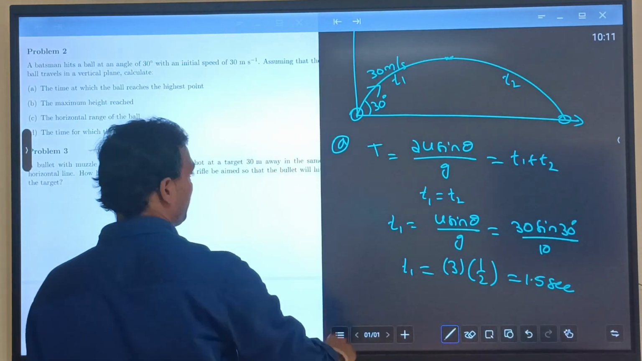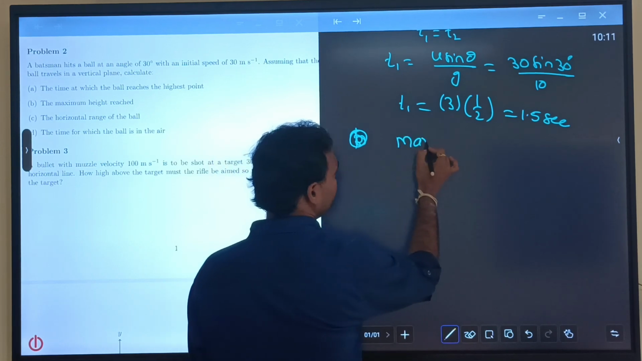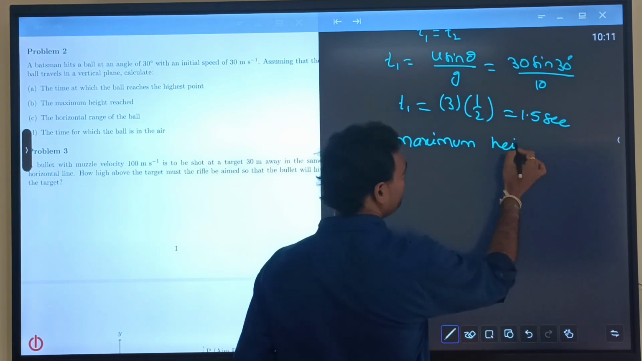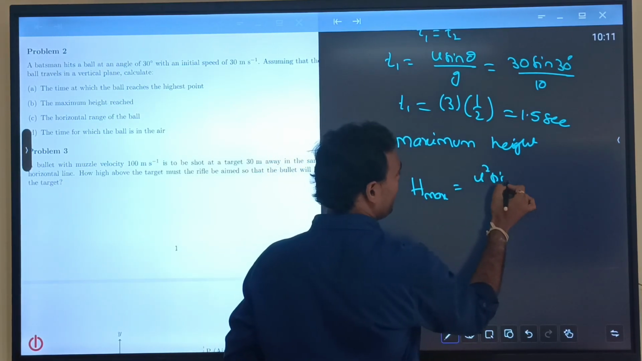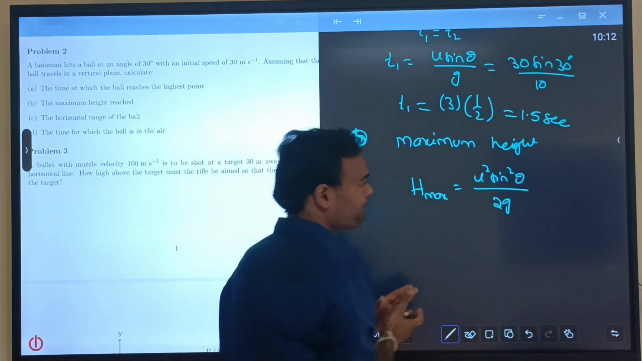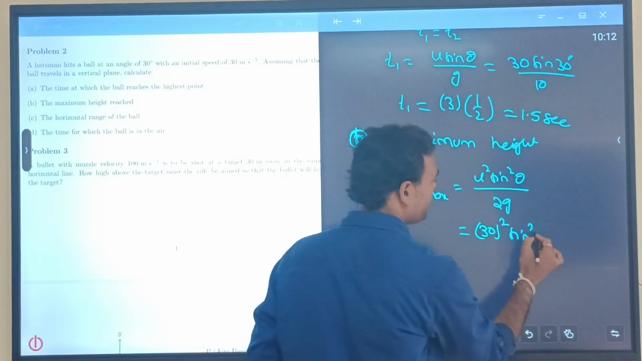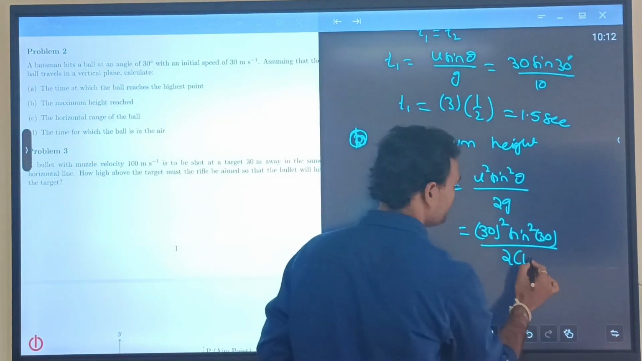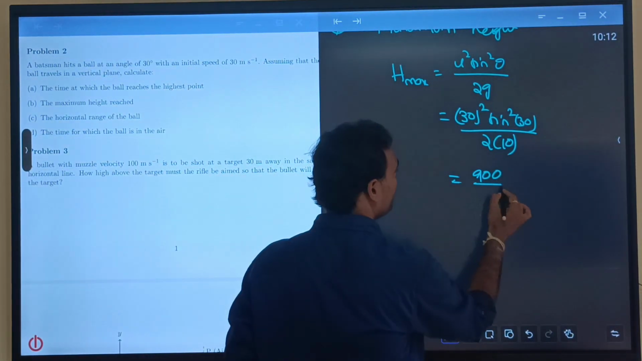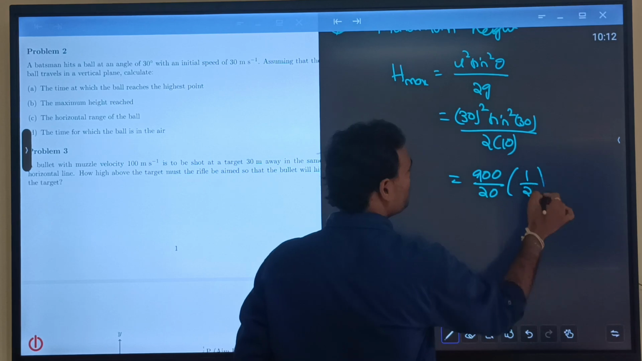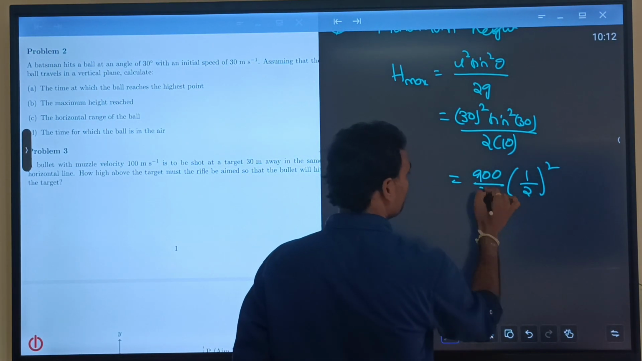Now they are asking us to find the maximum height reached. So the second part of the question is maximum height. Here the maximum height relation is u square sine square theta by 2g. That means u value is 30 square, sine square 30, by 2 into 10, which is equal to 900 by 20 into 1 by 2 whole square. This gives us 45.